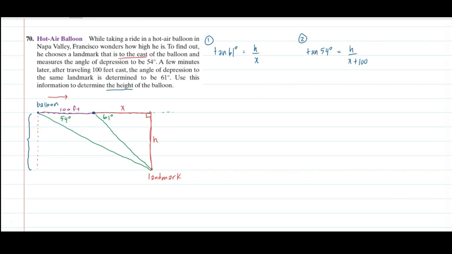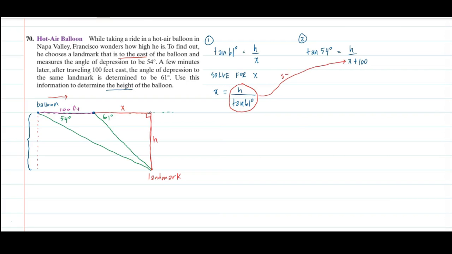I'm going to take the first equation and solve it for x, and you'll see in a moment why I chose to solve for x. x is equal to h over the tan of 61 degrees. So that's step number 1. Next, I'm going to take the value for x, which is h over tan 61 degrees, and substitute it right there.